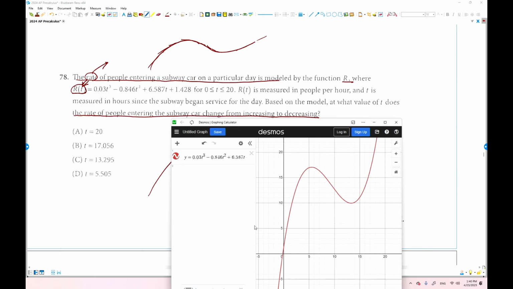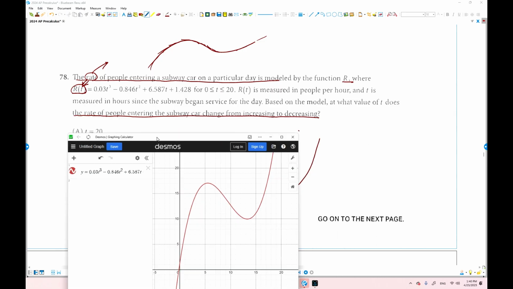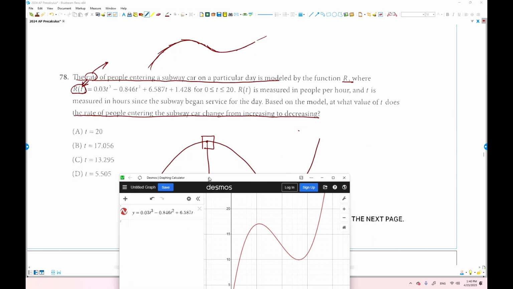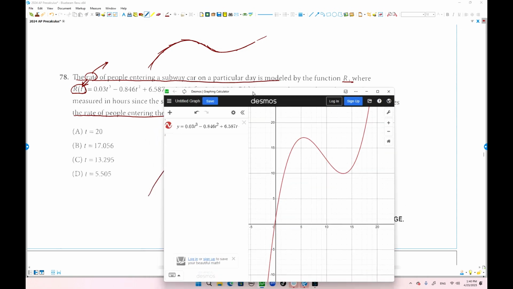0.03 t to the cube, minus 0.846 t squared. After that, plus 6.587 t, and plus 1.428. That's the graph. Oh, very similar, right? Very lucky. Very similar to this one. Because this is a cubic, right?